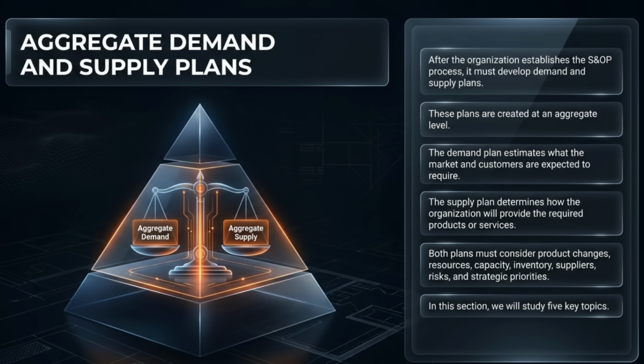Section B Overview. After the organization establishes the S&OP process, it must develop demand and supply plans. These plans are created at an aggregate level. The demand plan estimates what the market and customers are expected to require. The supply plan determines how the organization will provide the required products or services. Both plans must consider product changes, resources, capacity, inventory, suppliers, risks, and strategic priorities. In this section, we will study 5 key topics.